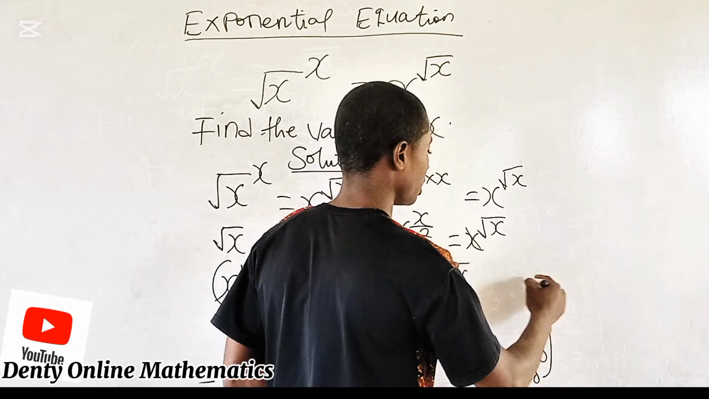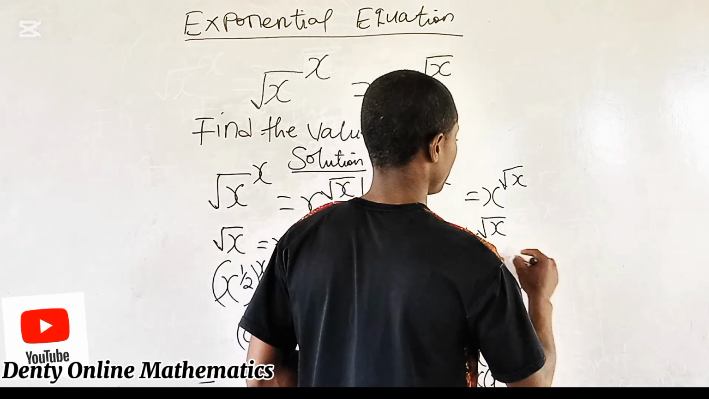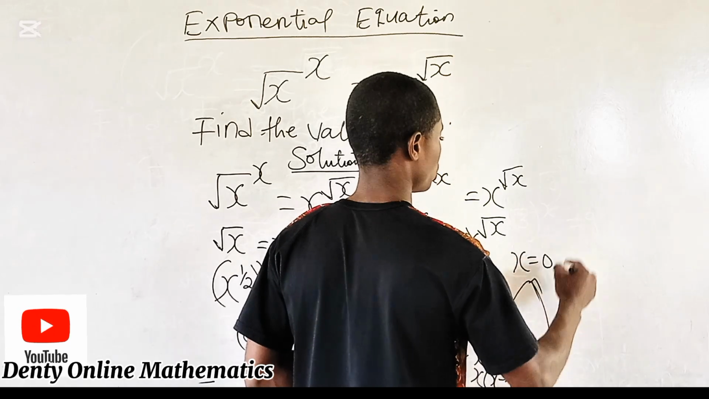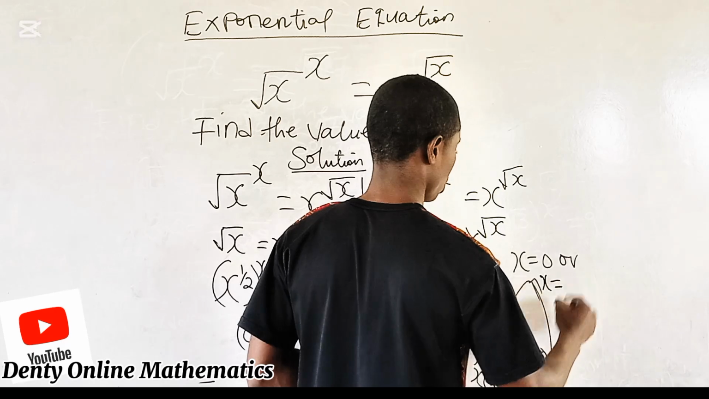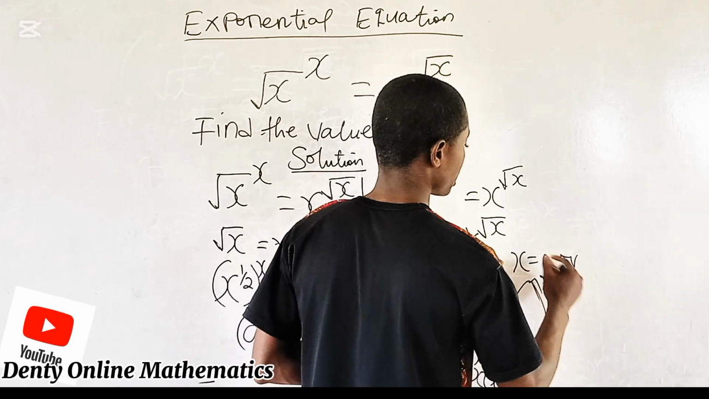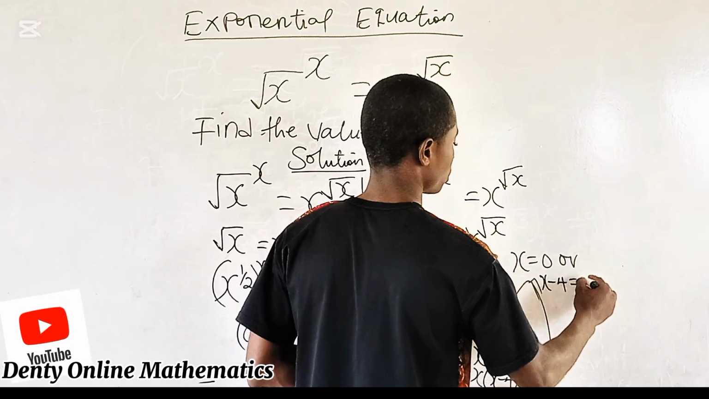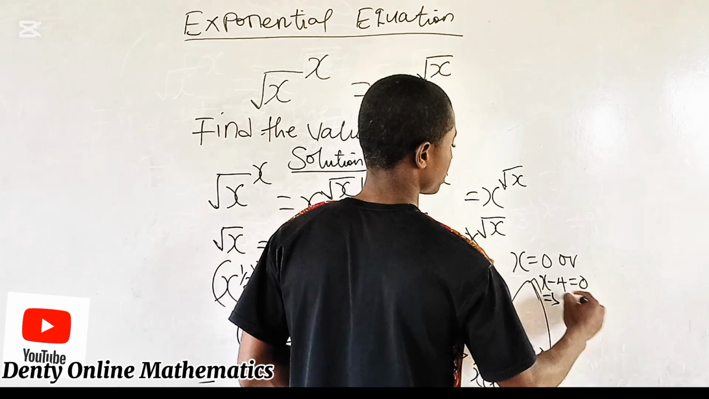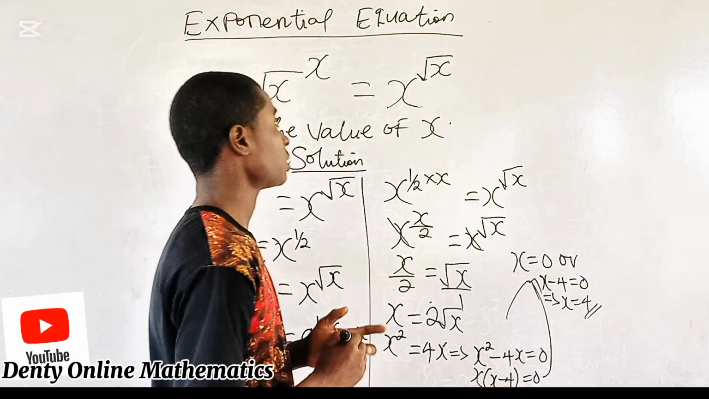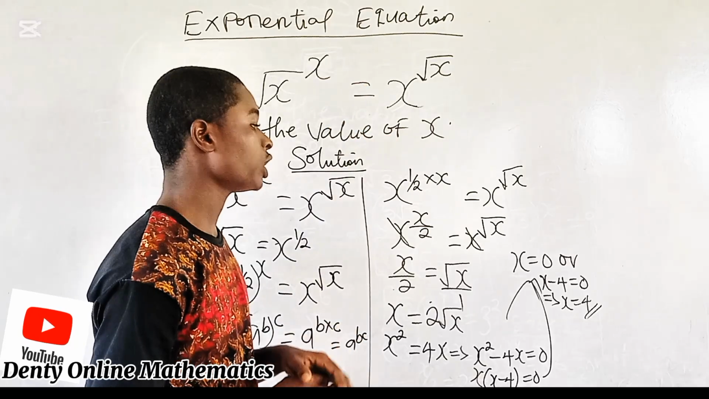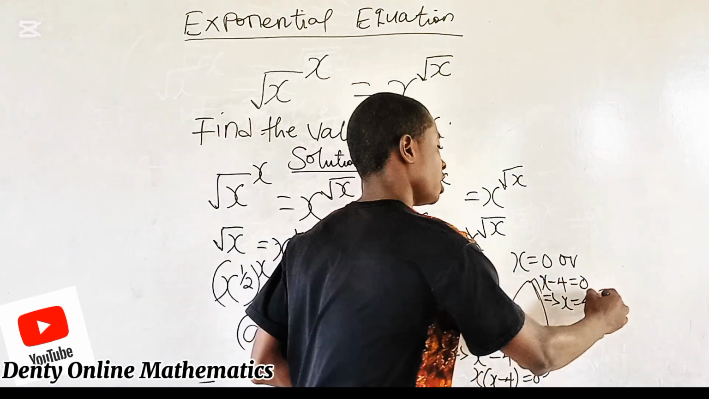At this point, we can say x is equal to 0, or x minus 4 equals 0, which implies that x is equal to 4. And the actual value of x that will satisfy this equation is x equals 4.